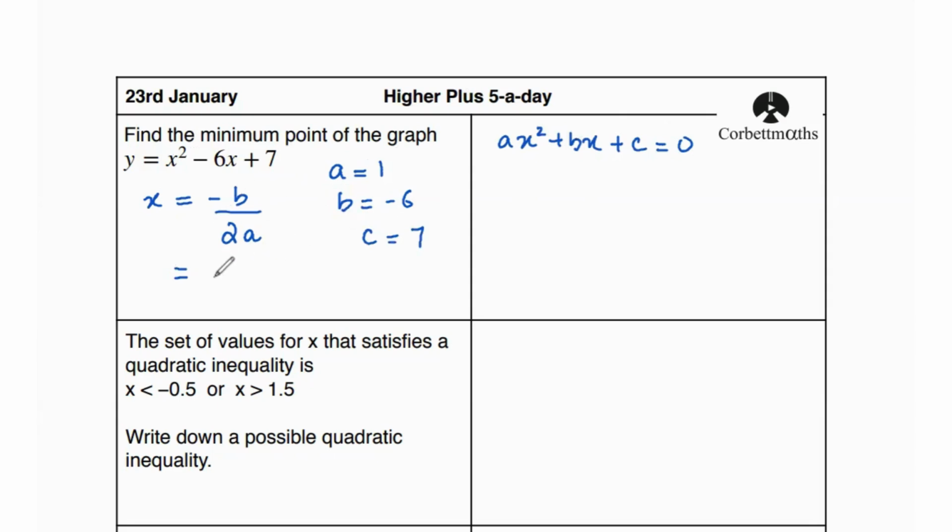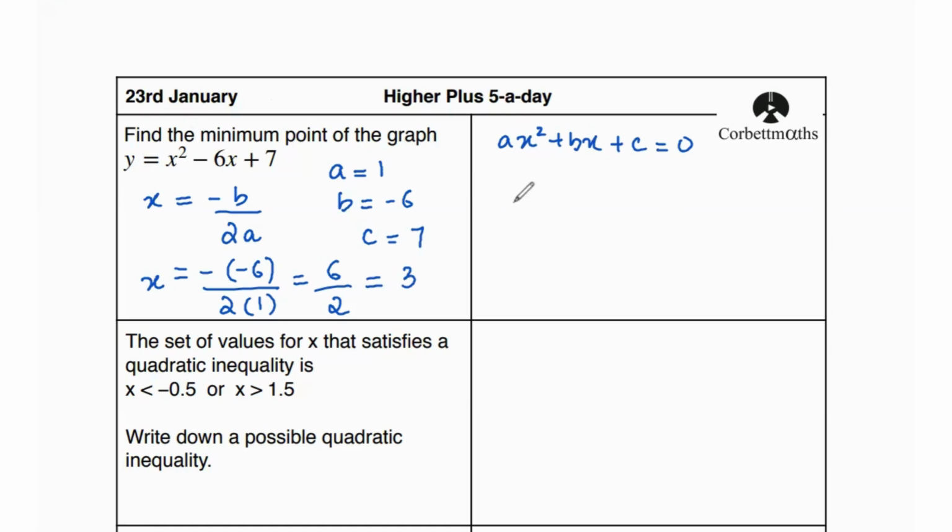So we substitute the values: minus times negative 6 over 2 times 1, positive 6 over 2, and that is 3. So the x coordinate of the minimum point is x equals 3.